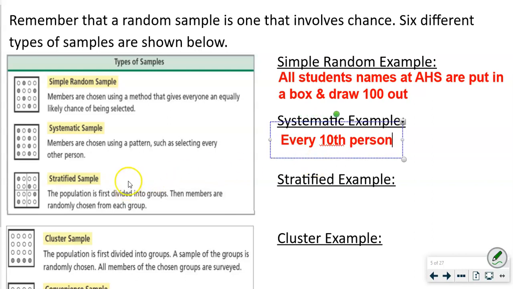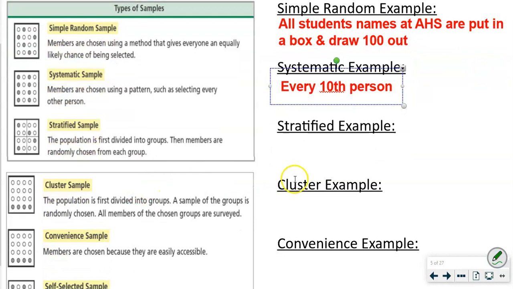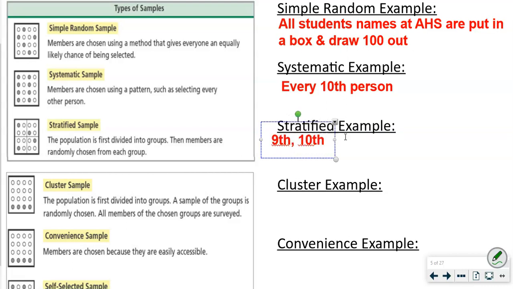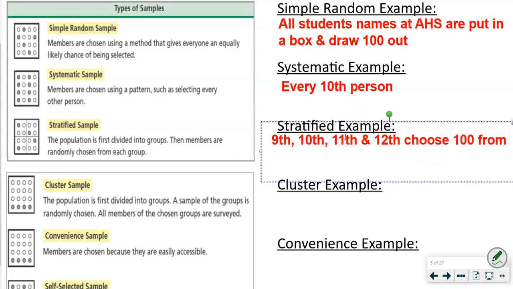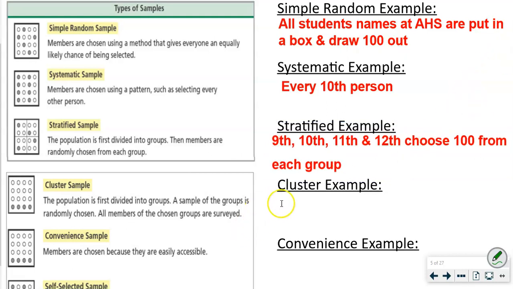All right, our next one is stratified. So the population is first divided into groups, then members are randomly chosen from each group. So when we talk about stratified, on this one, we're going to basically break them up into groups of like 9th, 10th, 11th, and 12th graders, right? And then we're going to choose 100 from each of those grades. So we're going to say 9th, 10th, 11th, and 12th. Choose 100 from each group, okay? So that's how we're going to do this one.